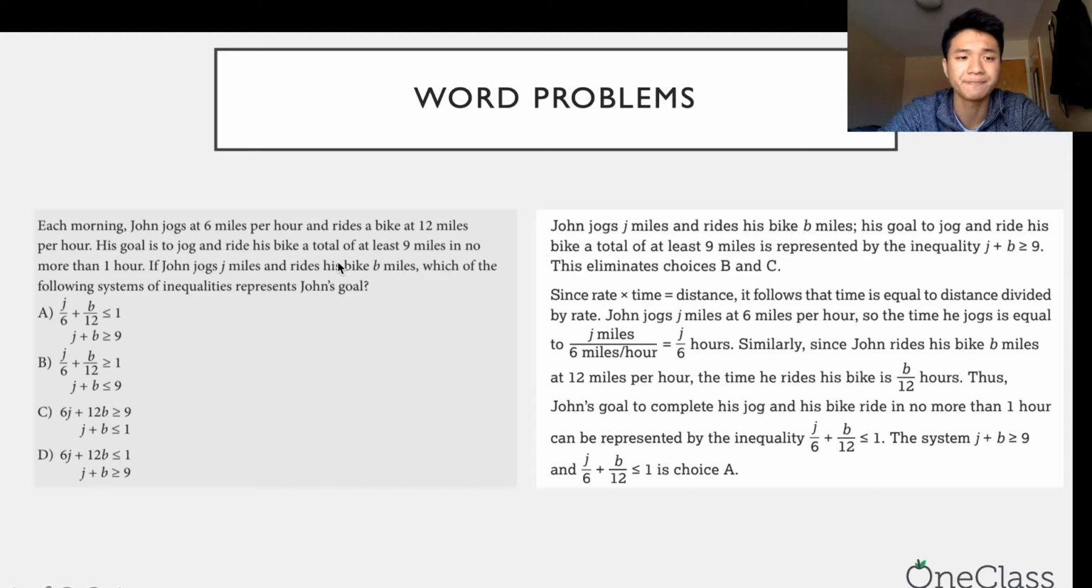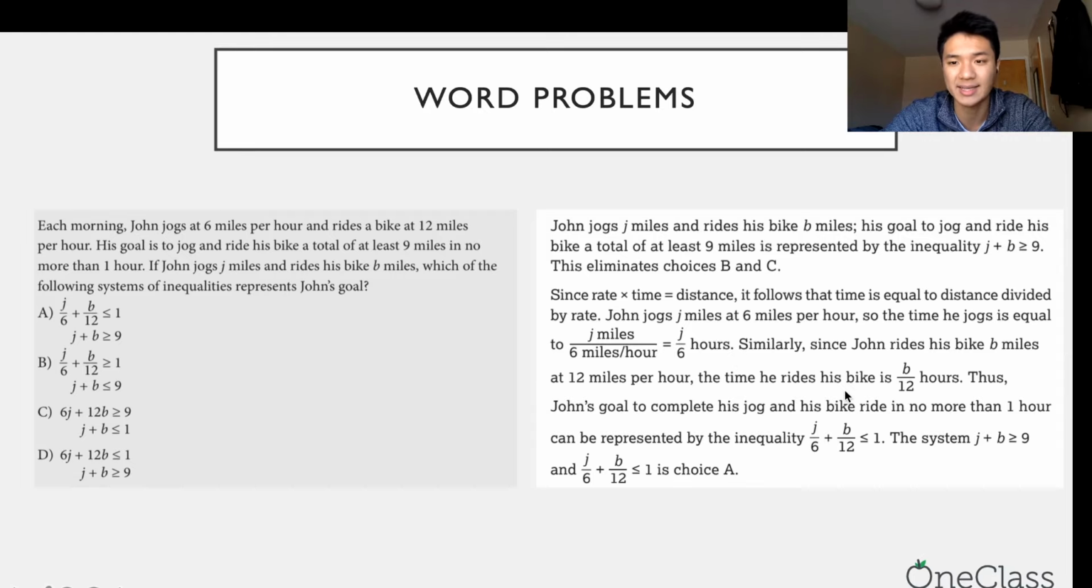The other thing we want to do is say, okay, he wants to do it in no more than 1 hour, and we know the rate at which he rides his bike and jogs each mile. So the time he jogs is going to be equal to J miles, the total distance that he runs, divided by 6 miles per hour, which is the rate, and that's going to give us the time. Distance over rate equals time. So J over 6 hours is the total time he jogs.